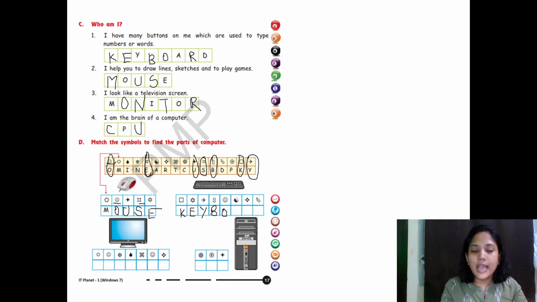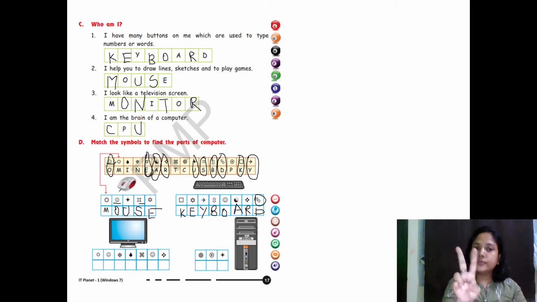Now here we have the black and white, this thing. Okay. So where can I find this symbol? Here it is. So I will write A here. Now where can you see this symbol? It is here. So I will write R here. Okay, R. Then where can you find this symbol? Yes, it is here. So I have got my word, and what is my word? It is keyboard.